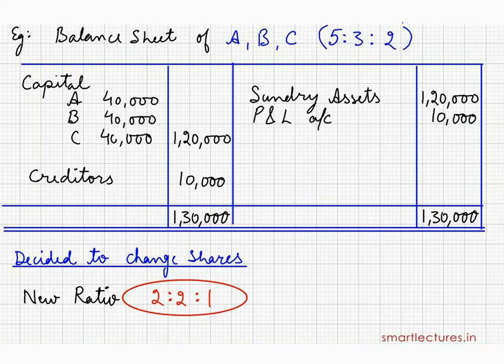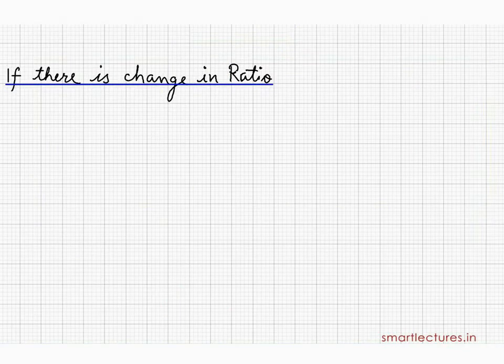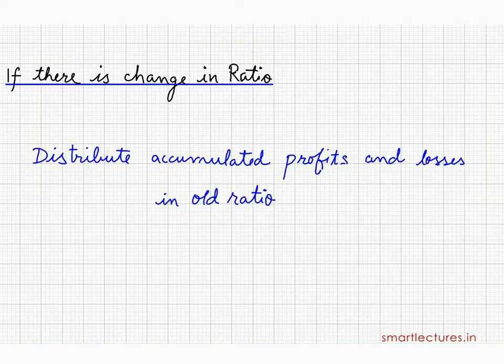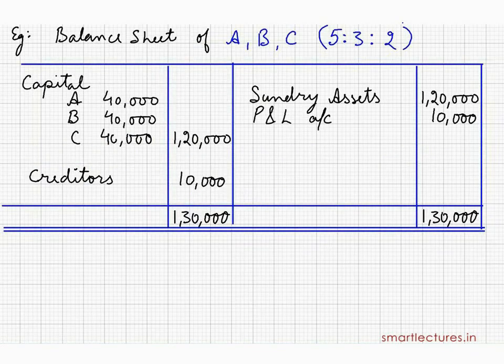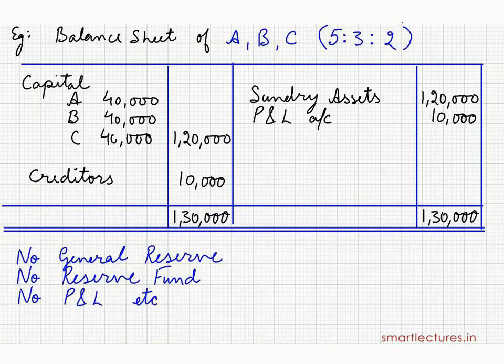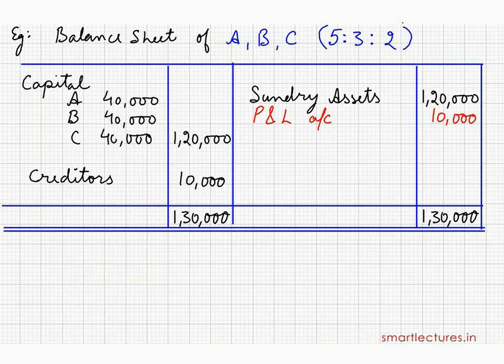You know, when there is a change in the profit sharing ratio, first of all, what we do, we distribute all the accumulated profits and accumulated losses. I mean to say, all accumulated losses and profits in the balance sheet, they are distributed among the old partners in the old ratio. So on the liability side, there is no accumulated profit. I mean to say, no general reserve, reserve fund, profit and loss, etc. But when we look at the asset side, there is one item, profit and loss account, 10,000 rupees.